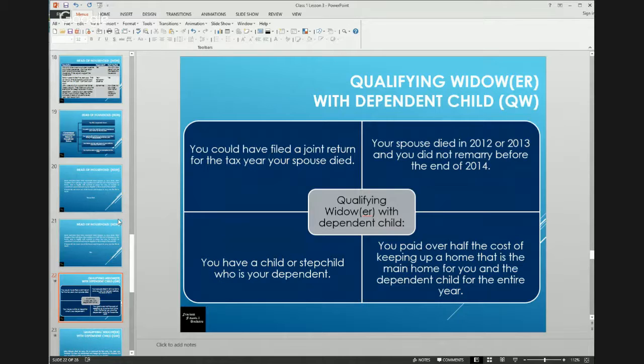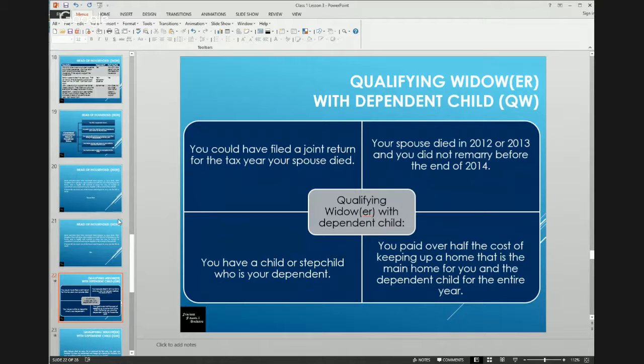So the things that are necessary in order to be the qualifying widower filing status is you could have filed a joint return for the tax year that your spouse died. Your spouse died within the last 2 years, or 2012 or 2013, and you did not remarry before the end of 2014. Remember, this is based off 2014 tax law, even though we're getting ready to prepare 2015 taxes. Also, you have a child or a stepchild who is your dependent.